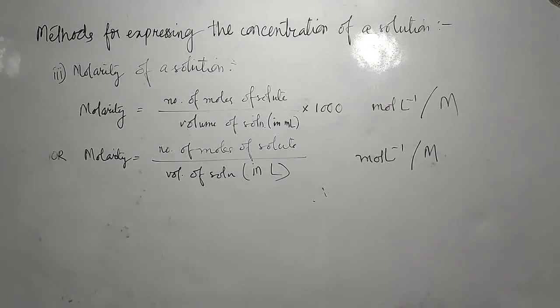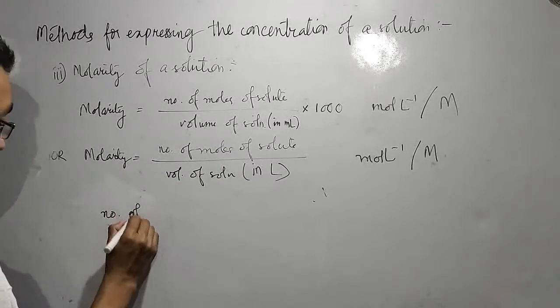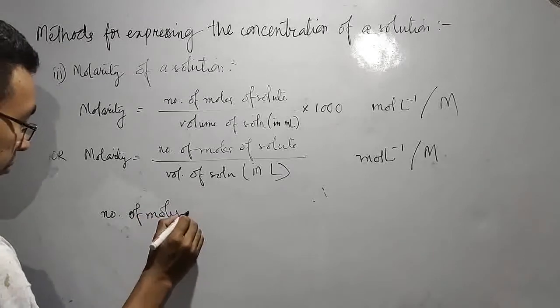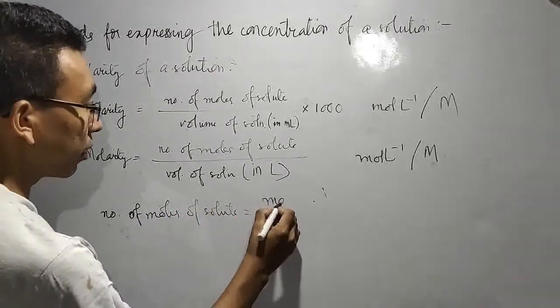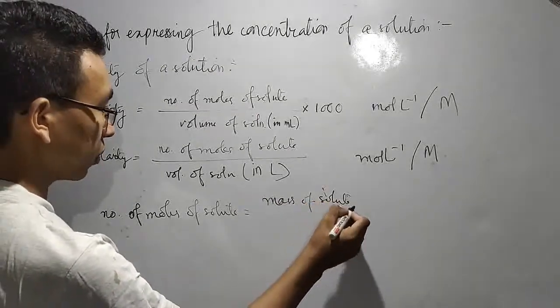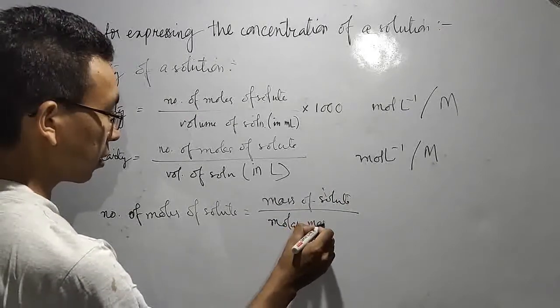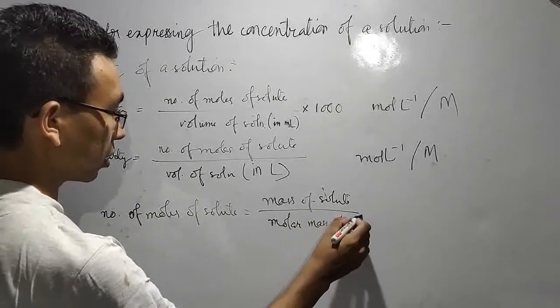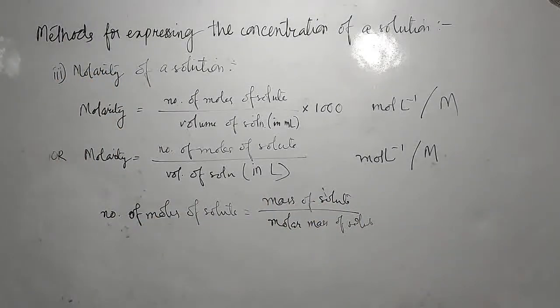Now, in order to find the number of moles of solute, the number of moles of solute will be given by the mass of solute divided by the molar mass of solute. So that is how we can find the number of moles of solute.